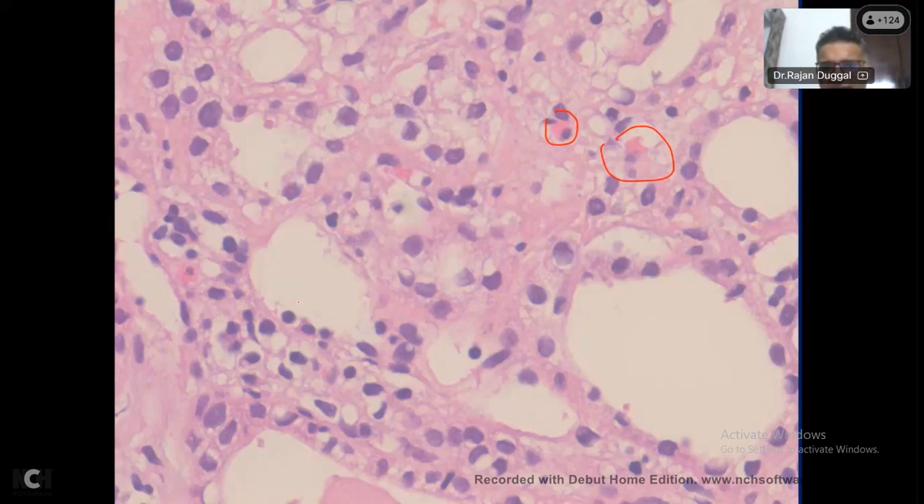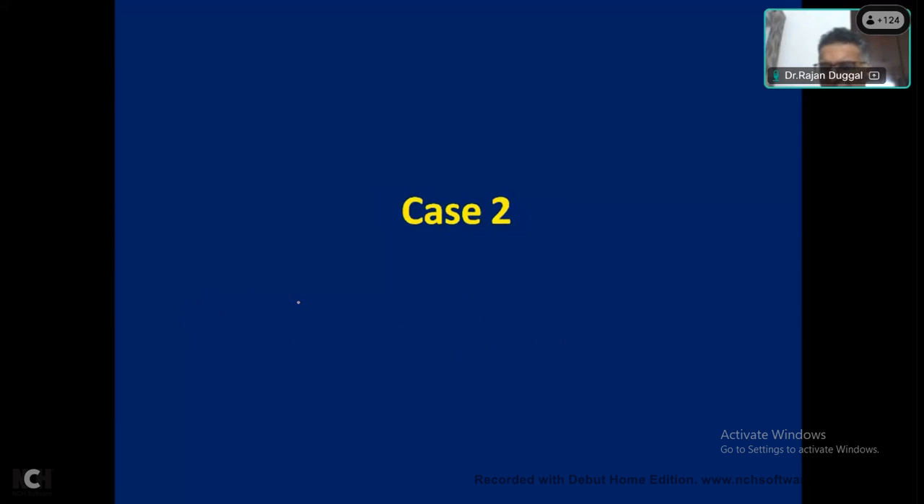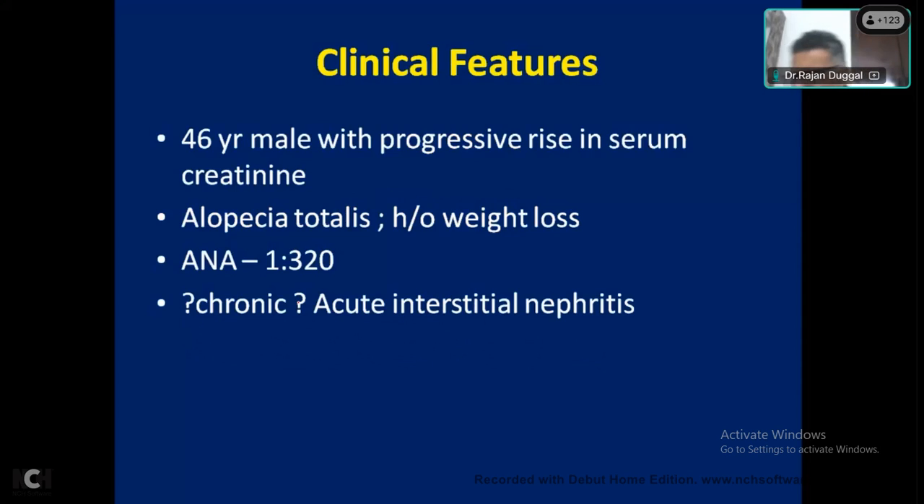Okay, sorry. So this is secondary amyloidosis and acute tubular interstitial nephritis. Sir, you want to add something, sir? Dr. Jairam? No, Rajan, I think you can carry on. Okay, sir. So we go to case number 2. Dr. Megha is still not there. Dr. Vartika? Yes, sir.